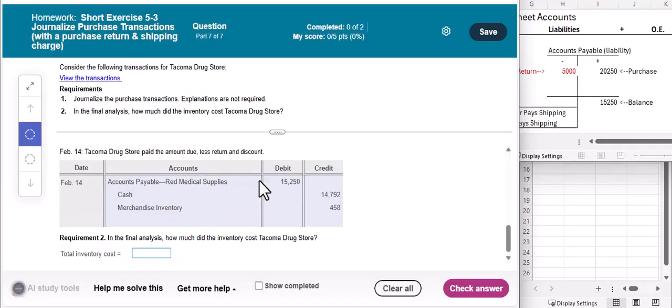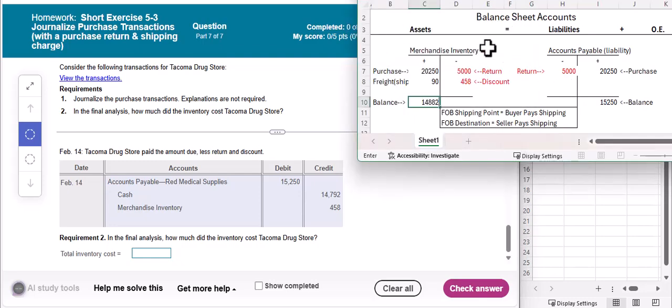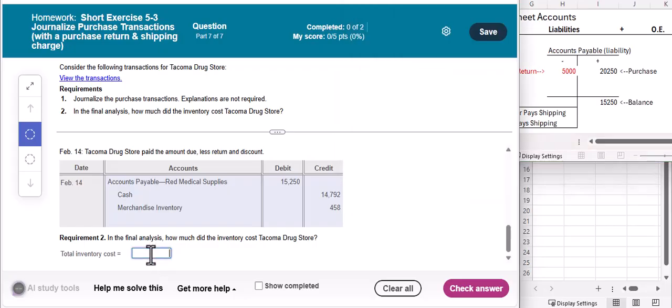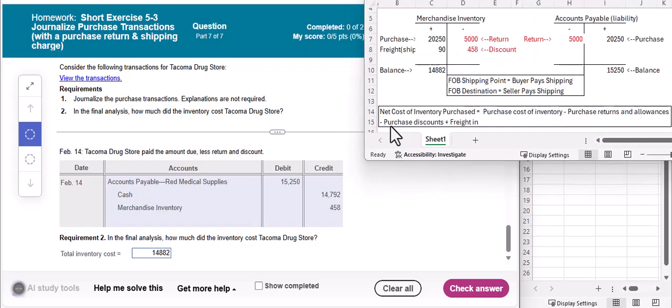Nice work. Okay. So now for requirement 2, in the final analysis, how much did the inventory cost Tacoma Drugstore? Since we have our handy dandy T account here, the balance left over in merchandise inventory is that $14,882. So that is going to be our answer. And as a side note, a lot of students get confused about this. When we pay early, we get a discount on our purchase, and that discount amount lowers the cost of inventory.